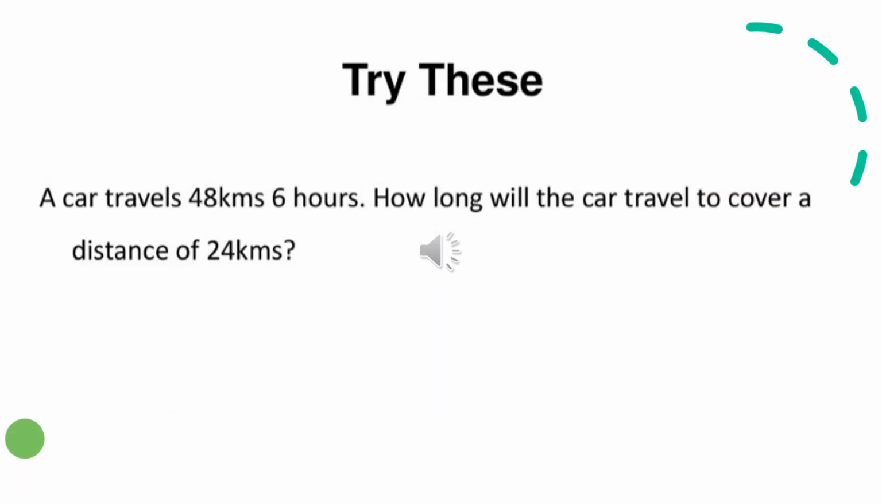I hope that you can easily solve this type of question. A car travels 45 kilometers in 6 hours. How long will the car take to cover a distance of 24 kilometers? I hope you can all do it within a few minutes, and I highly recommend that you go through the practice questions of exercise 1A and try to solve them by the unitary method.